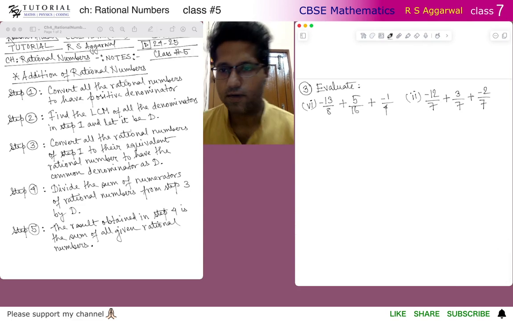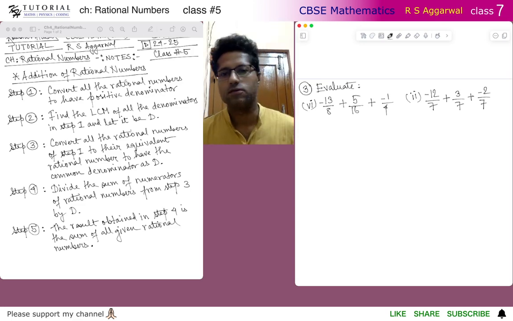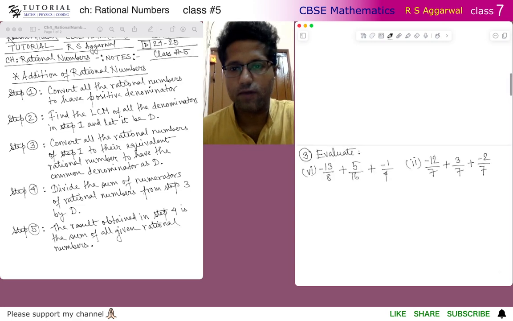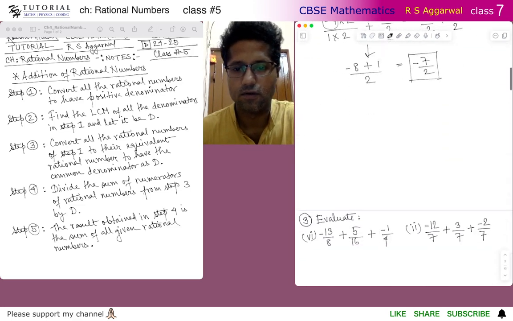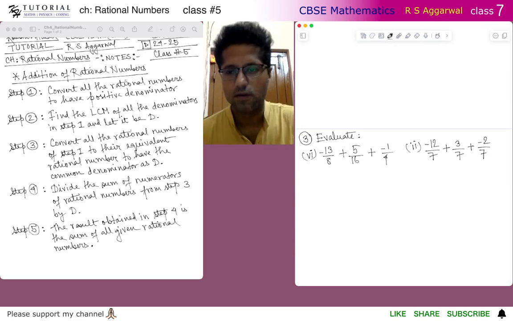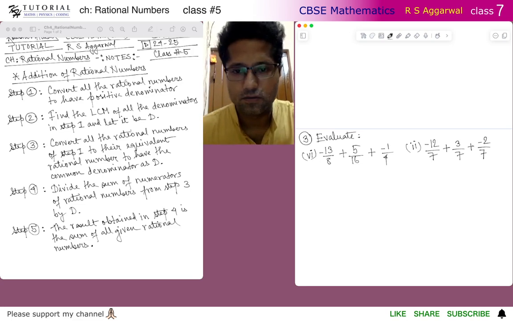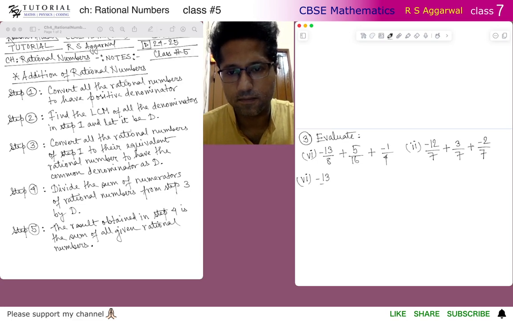It asks to evaluate these two expressions. There are two parts, 6 and 2. It is basically a sum of 3 rational numbers. So far we were doing sum of 2 rational numbers. Now it's a sum of 3 rational numbers. It can be more, 4, 5, 6, any number of rational numbers. The concept and the steps applied will be the same. So let's do 6. It is minus 13 by 8 plus 5 by 16 plus minus 1 by 4.